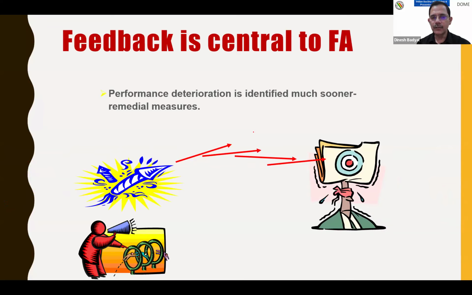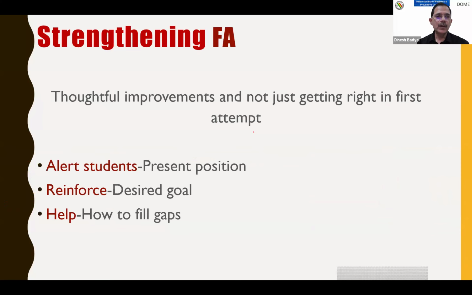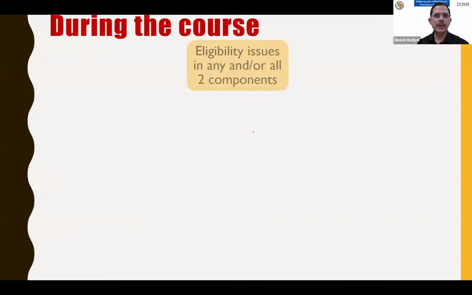In many places, when students are detained, they say, we were never told. One week before the exams, or 2 days before the exam, they are detained and told they are not doing well. That is not correct, actually. What we should do is alert the students about their present position multiple times throughout the year, and reinforce the desired goal: this is your goal at the end of 1 year. And after that, don't leave it there. They need help, and you now need to provide that help, how to fill these gaps. That is very, very important.